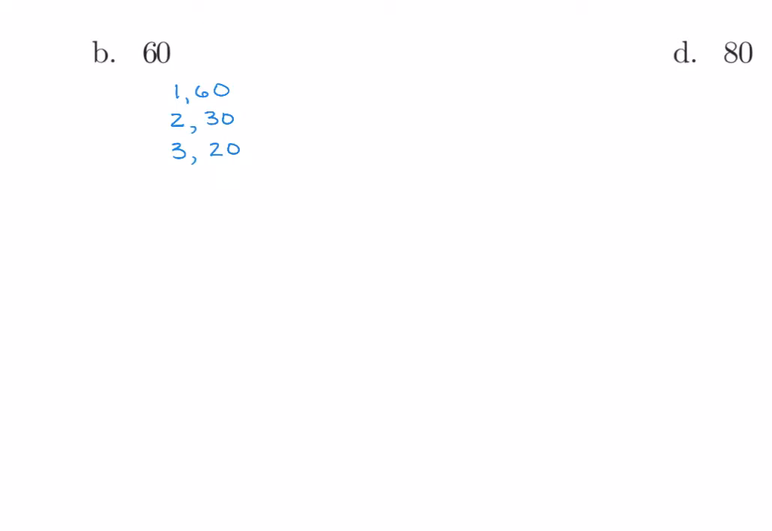60 is divisible by 4. How many times does 4 go into 60? Well, 4 goes into 6 one time. 1 times 4 is 4. Subtract, we get 2. Bring down our 0, and 4 goes into 20 5 times. So we get 15.